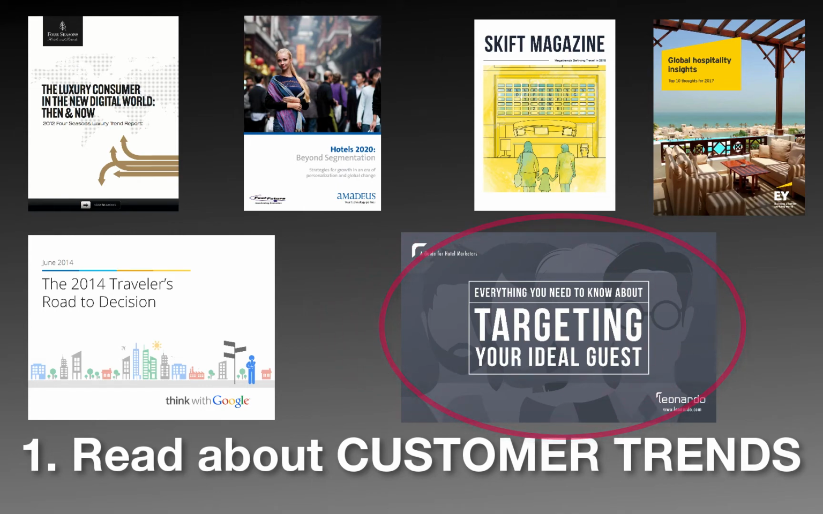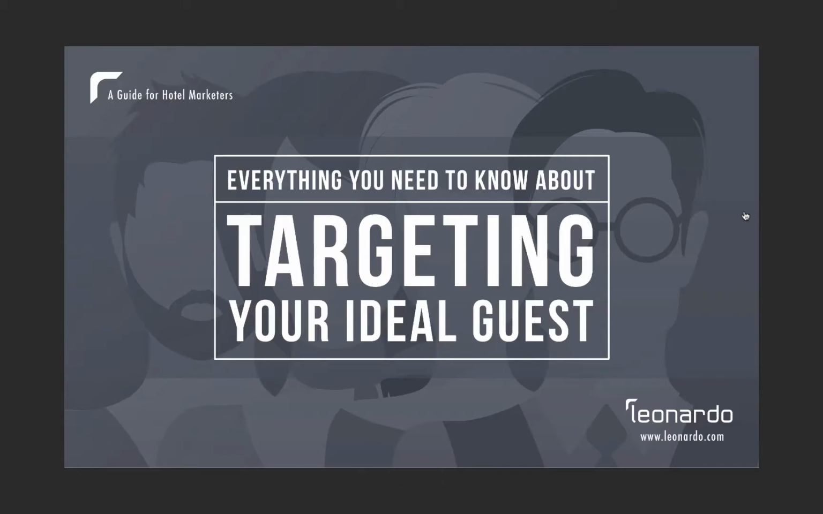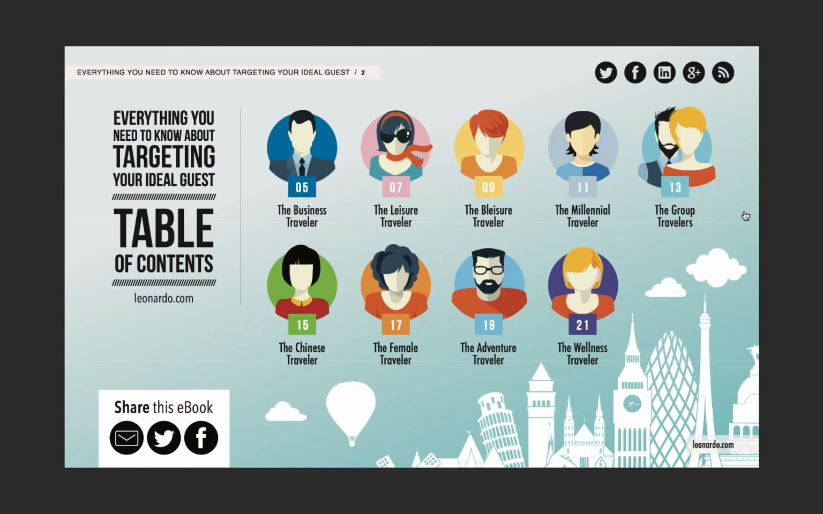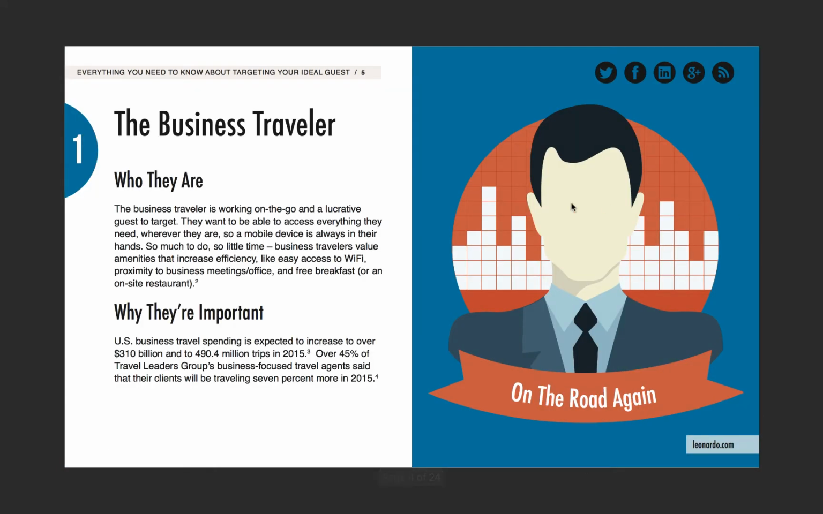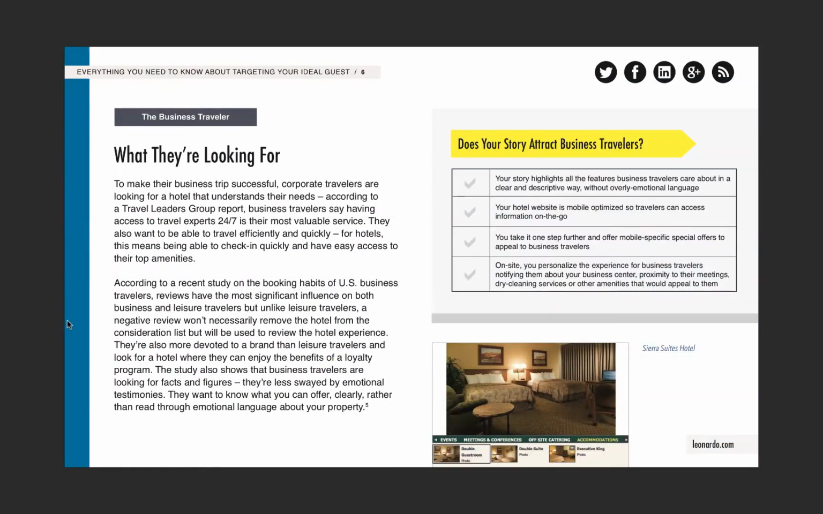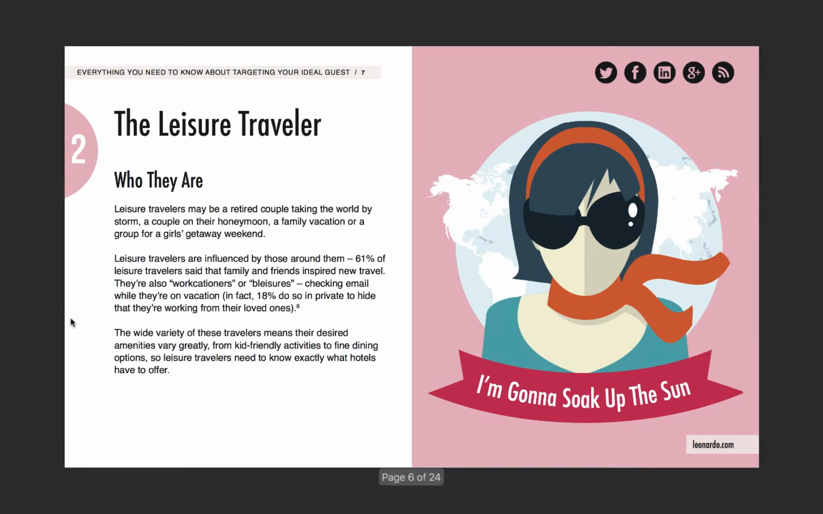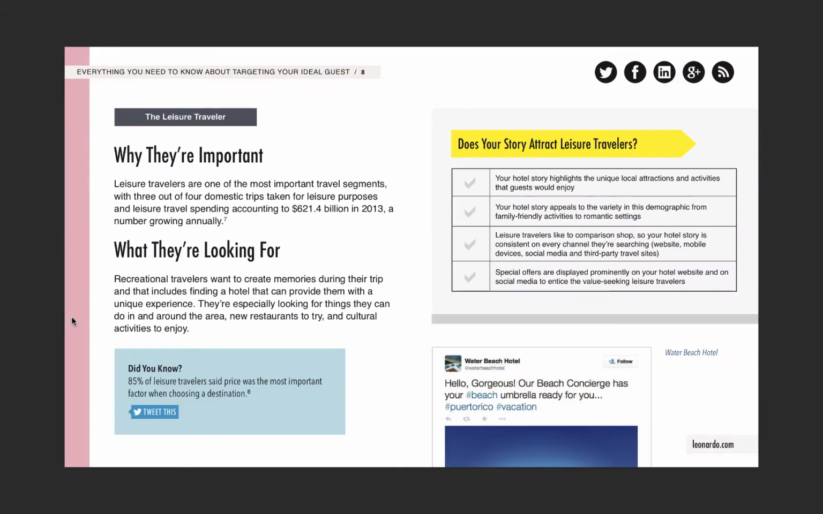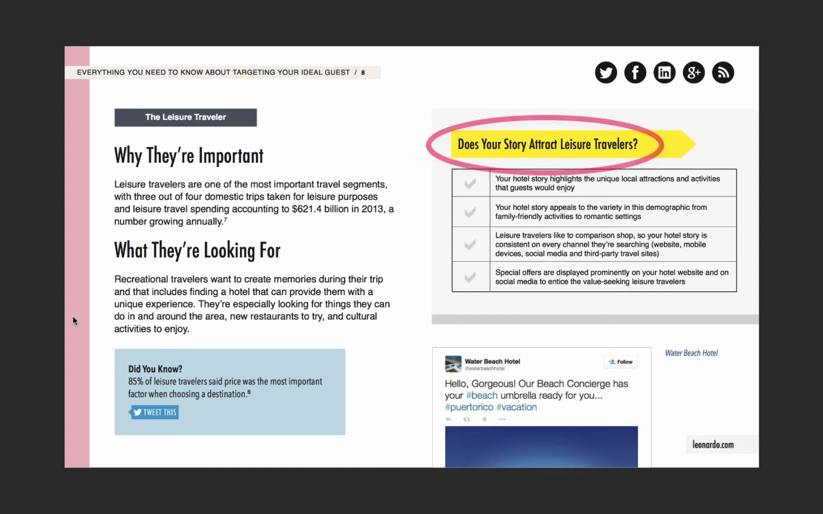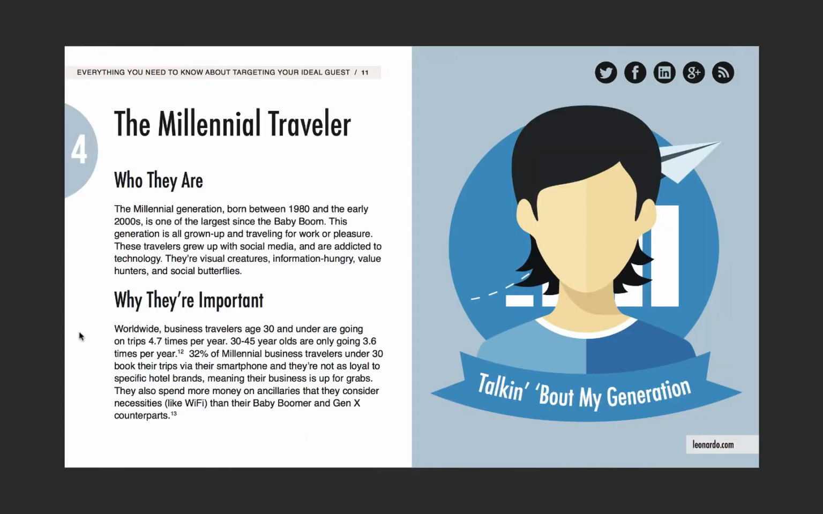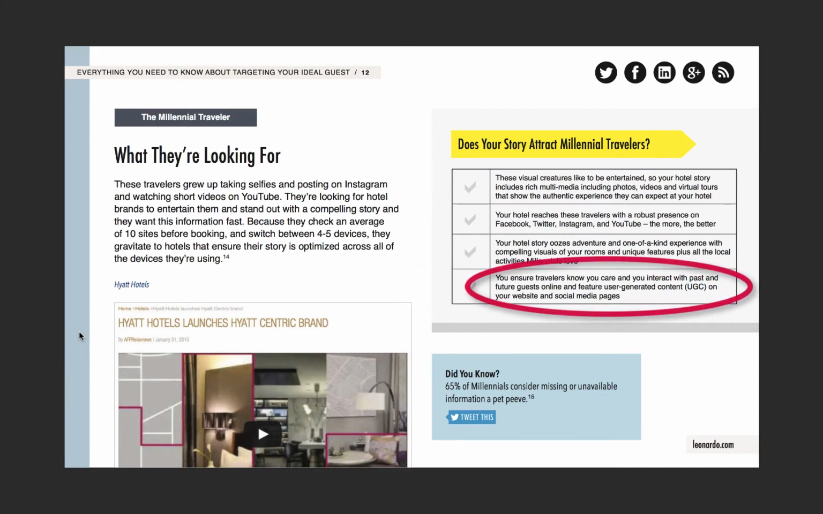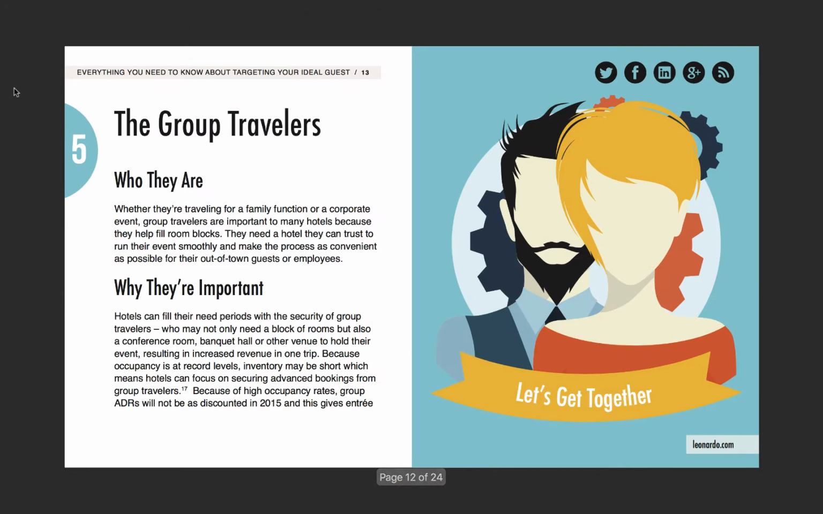Let's take this book as an example. The company Leonardo has been researching the needs and wants of hotel consumers, and they have been categorizing that information according to the type of travelers. Here, for example, we have information about who business travelers are and what they're looking for in a hotel. We have here the same information, but this time for leisure travelers, what is important to them and what they're looking for. Here we have information about millennial travelers, who they are, what they want, what interests them in a hotel.